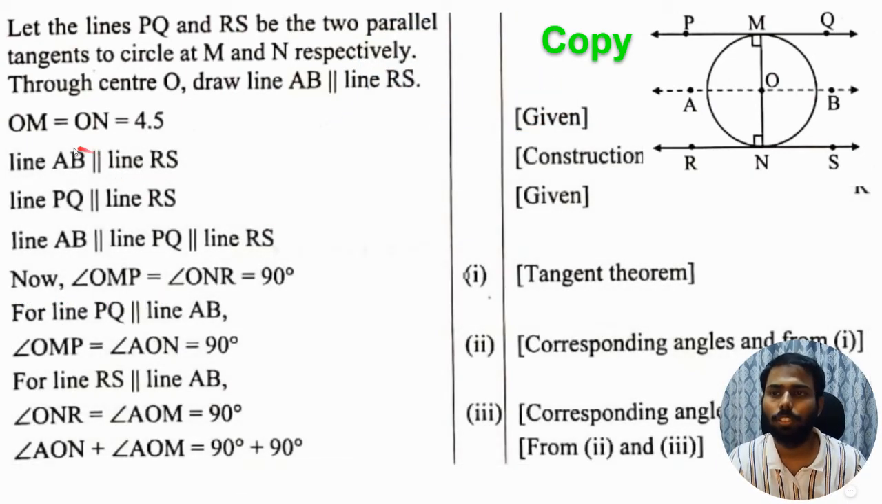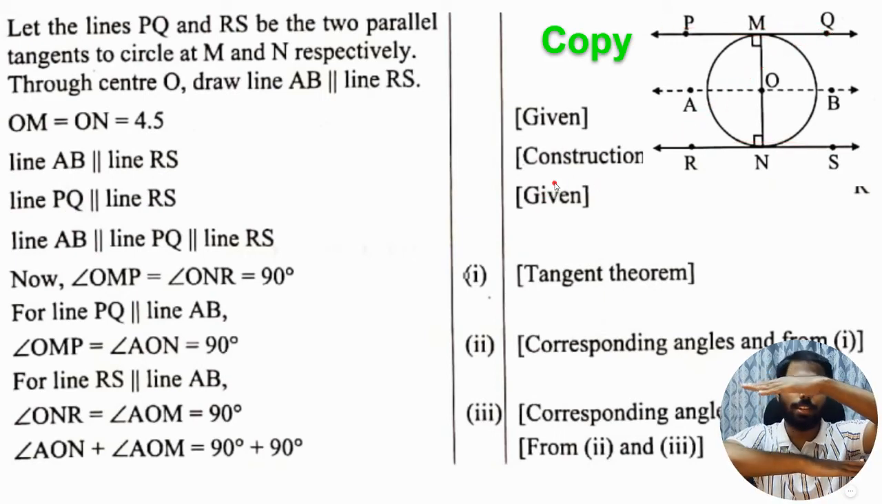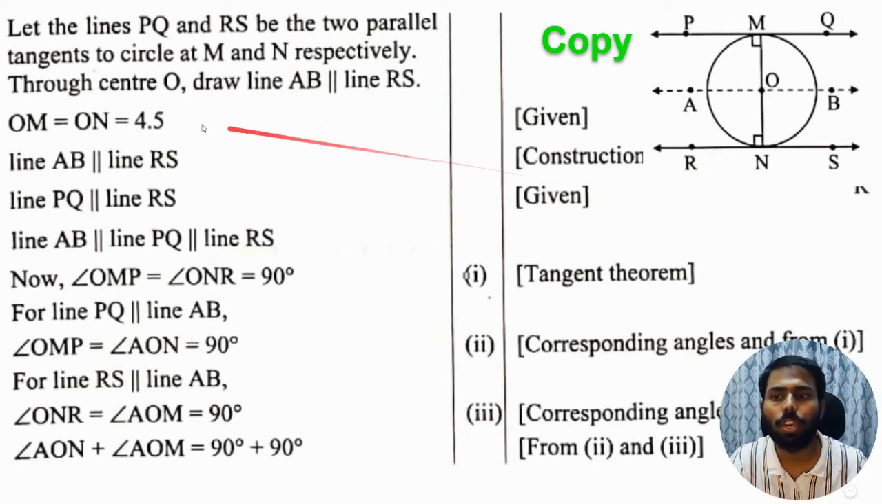So first, AB parallel to RS. AB is our construction and we have drawn it parallel to RS. So that is through construction. Next, PQ parallel to RS. That was again given in the question, right? वो जो दो parallel lines है, वो जो दो tangents है, वो दोनों parallel है, ये question में दिया था. So AB parallel to RS construction से आ गया and PQ parallel to RS given से आ गया.